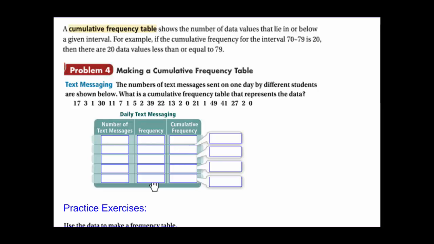So it's going to show us data values that lie in or below a given interval. For example, if the cumulative frequency for the interval 70 to 79 is 20, then there are 20 values less than or equal to 79.